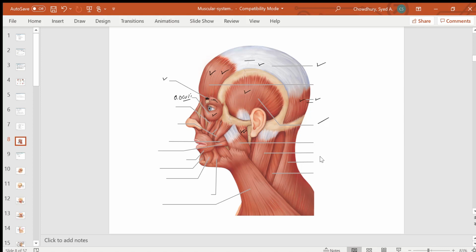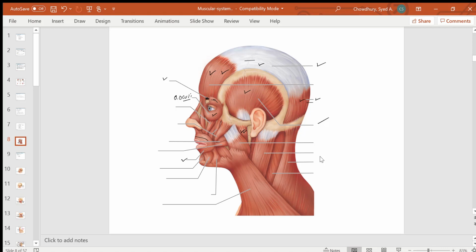Oculi is eye and orbicularis is round, sphincter-like muscle, and under that you have corrugator supercilii. Then let's see another round muscle around the mouth, this one. This is called the orbicularis oris, the kissing muscle. That muscle helps you when you kiss.